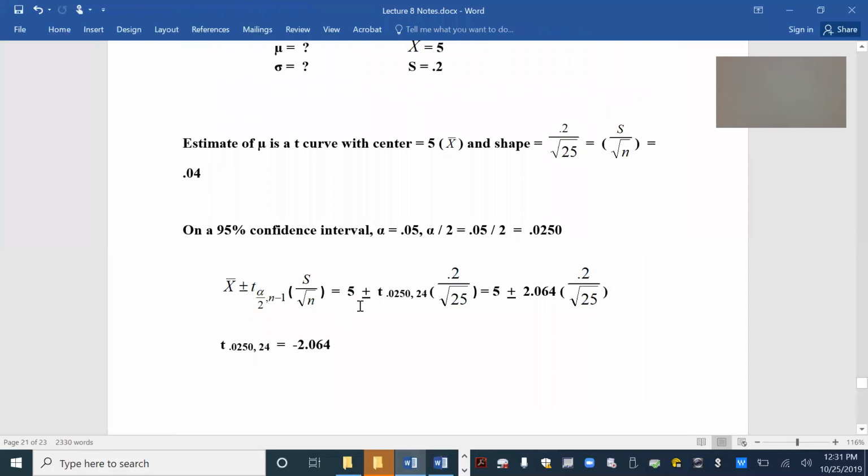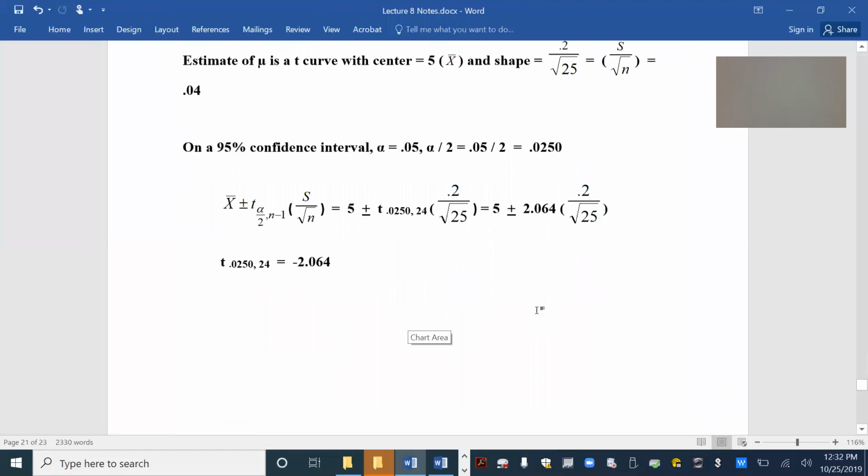All right, so we start at 5. We've looked up the 0.025 percentile, 24th row, and that's 2.064. So 5 plus or minus 2.064 times 0.2 over the square root of 25. Again, just a little bit over 2 because of our small sample size.